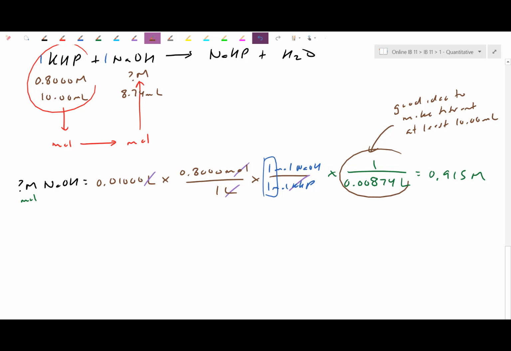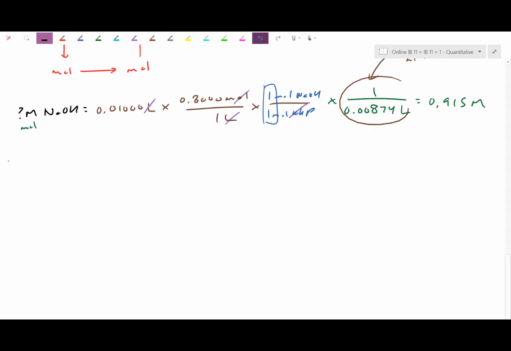In this case, I happen to have KHP that was a little bit too concentrated. I only required 8 milliliters. Maybe I make the KHP a little lower concentration so that I would need to drop in a little bit more base and actually give me more significant figures. Okay. That's part 1. We can follow it up with part 2 here.